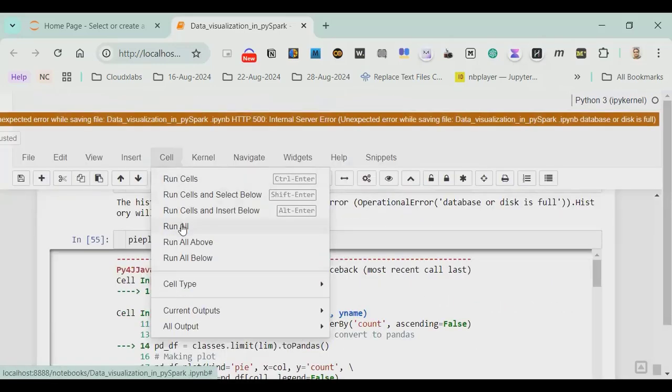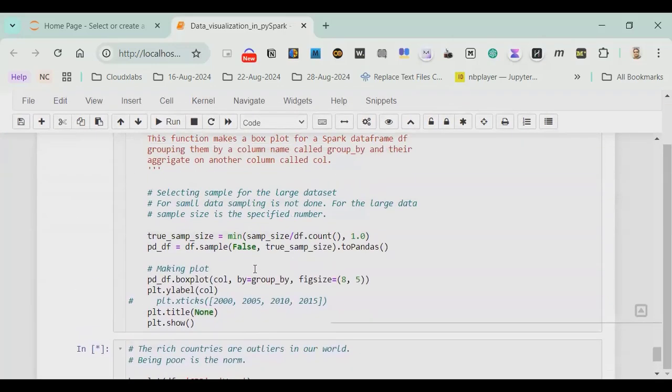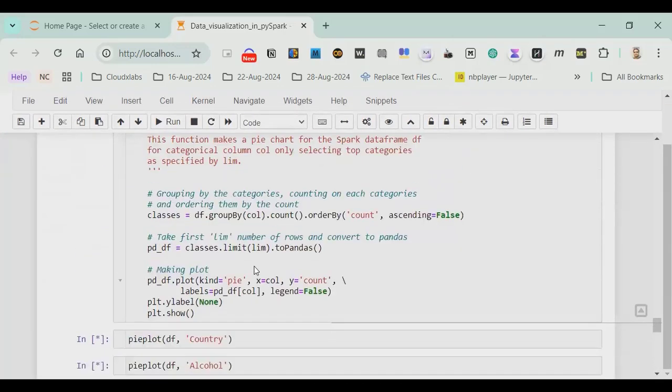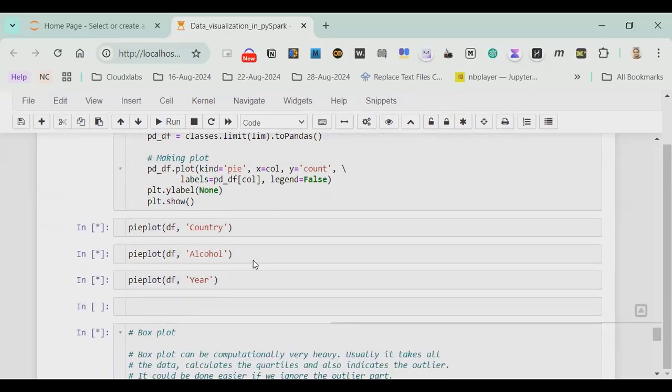Let me run all the steps again. Internal server error, the disk is full. Okay, I think it's a disk-related issue, so that's not a big deal. Tomorrow we will also be able to run it because of memory. But I will explain this data.